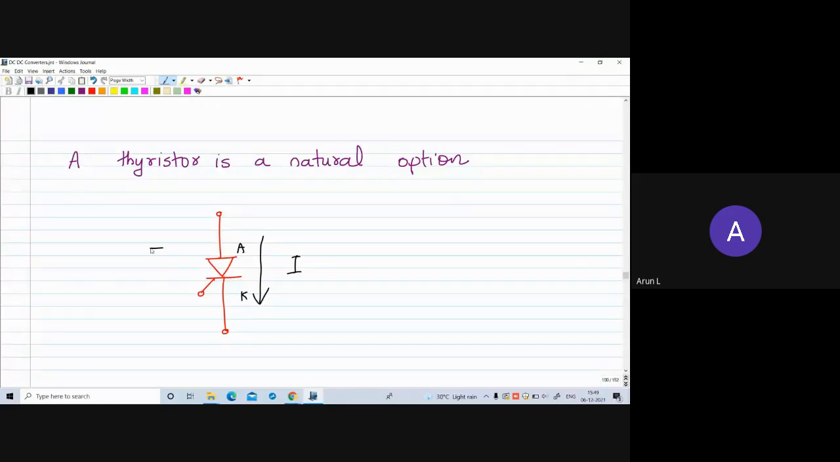But it can block voltages of either polarity. It can operate either in forward blocking mode or in reverse blocking mode. It can block voltages of either polarity. So SCR is a natural option. But what is the disadvantage of using SCR?